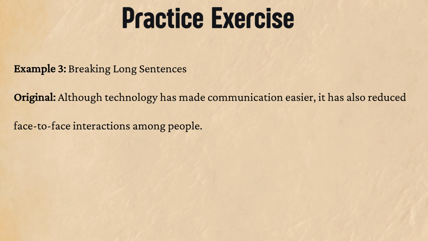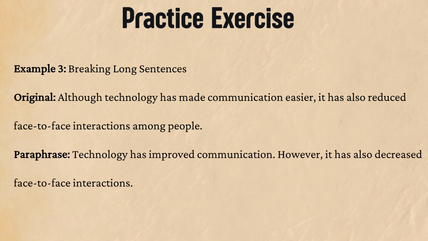It's a big sentence, so I want you to break it into two easy sentences. You can write and then play the video again to check your answers. The correct paraphrase would be: technology has improved communication. Made communication easy or improved communication is one and the same. Full stop, sentence finished. However, it has also decreased face-to-face interaction. So you are introducing two opposite ideas here in two different sentences.